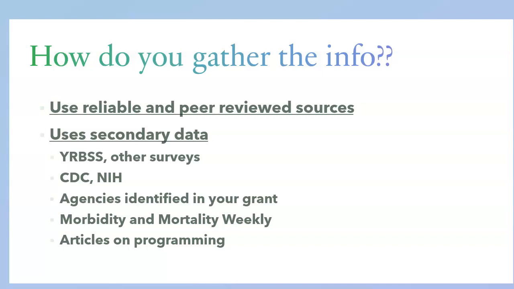There's something called Morbidity and Mortality Weekly Report, which is MMWR. What that is, it talks about deaths and illness in the United States and gives very clear data. You might find articles on programming. Another one that I don't have up here that usually people use is the U.S. Census Bureau. They have a lot of data as well.